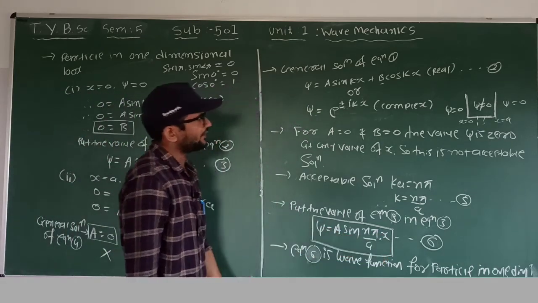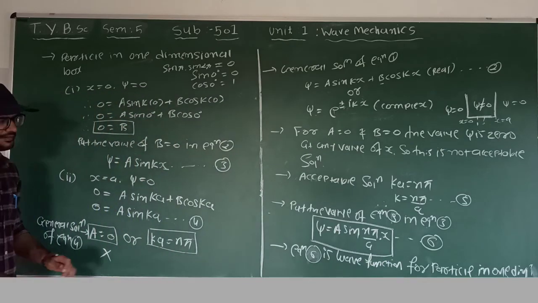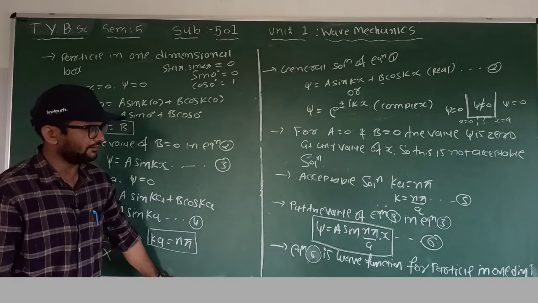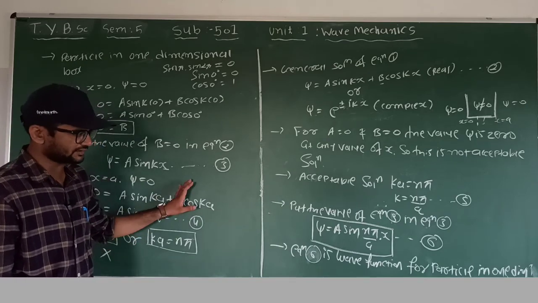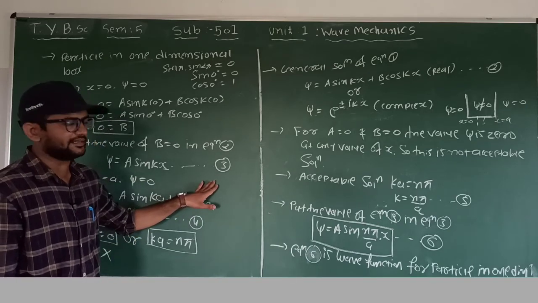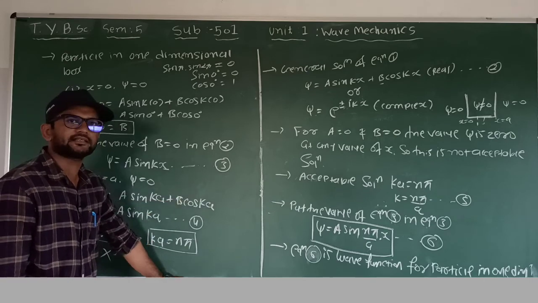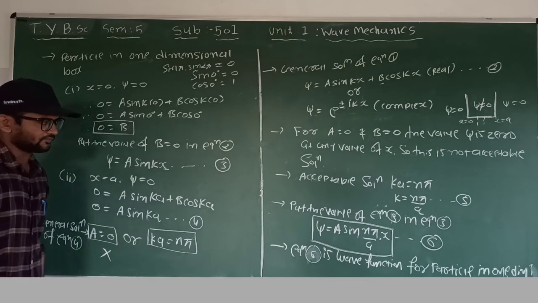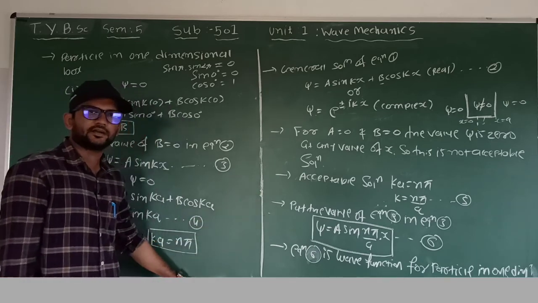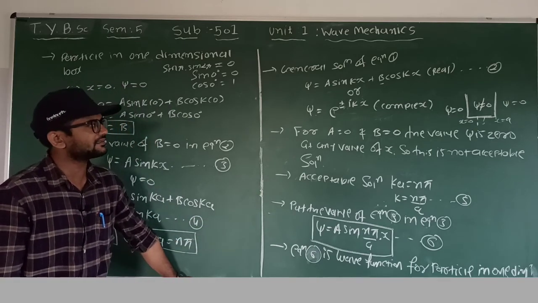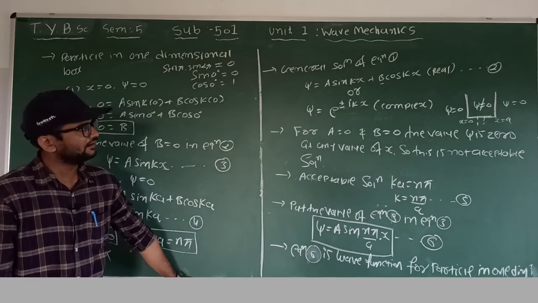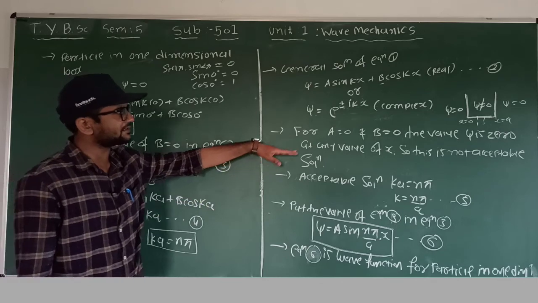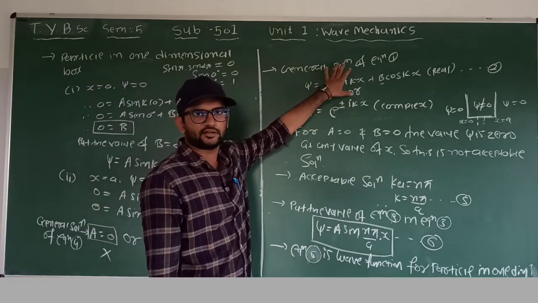So for the wave function of a particle in a one dimensional box, first write the Hamiltonian operator. The Hamiltonian operator for a one dimensional box is h cap is equal to del square psi upon del x square plus 8 pi square m upon h square E into psi is equal to 0. And another form is del square psi upon del x square plus k square psi is equal to 0. This is the first step.